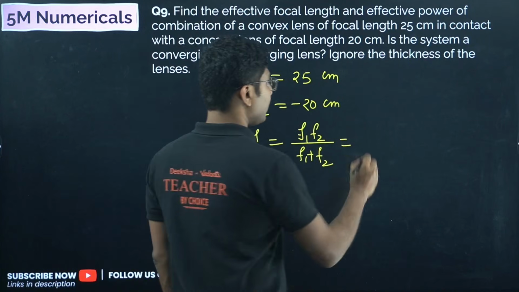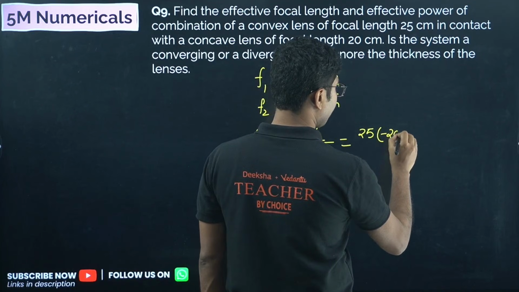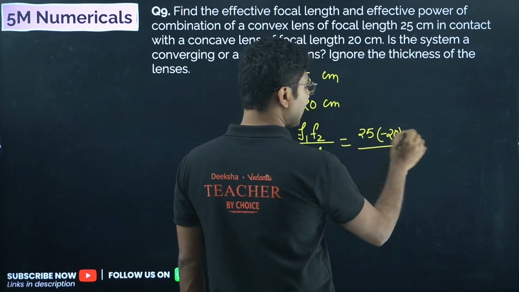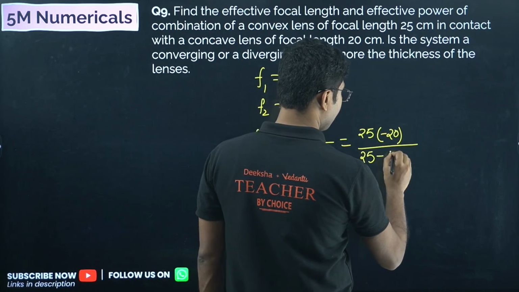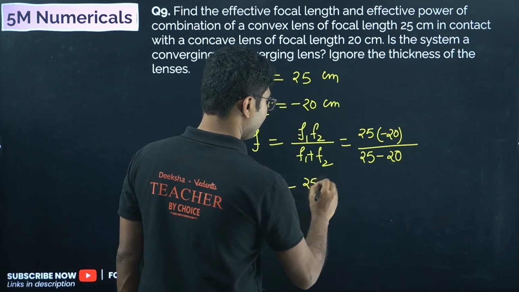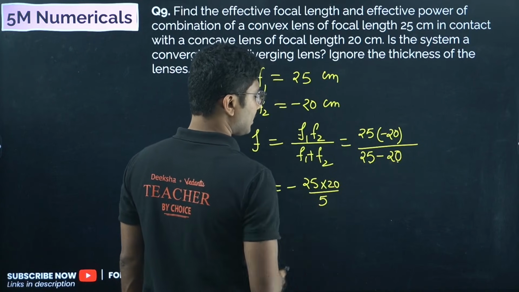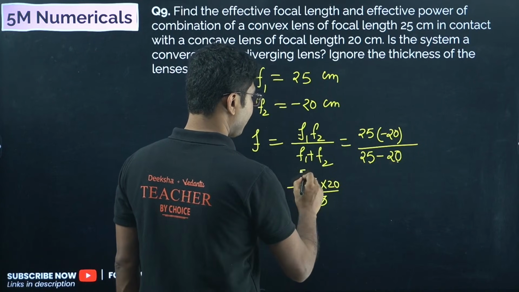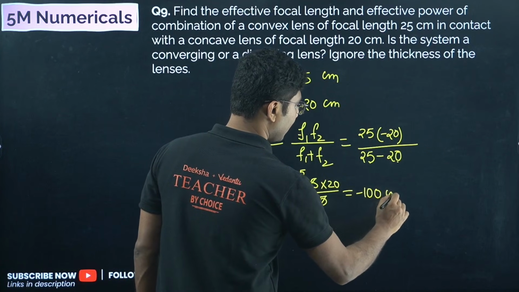Okay, so here the only thing we have to take care of is to put the negative sign, and here we are multiplying, not adding or subtracting. 25 minus 20, so we will get minus 25 into 20 divided by 5. Okay, 25 minus 20 is 5, so 5 5s are 25, 5 20s are minus 100 centimeter.